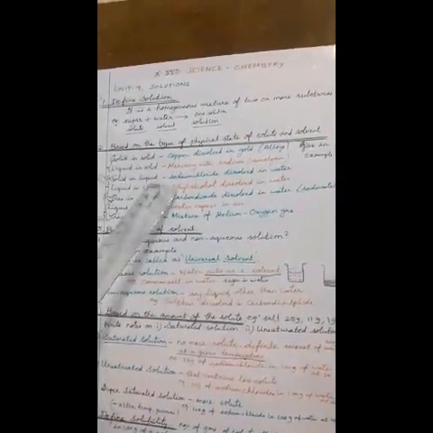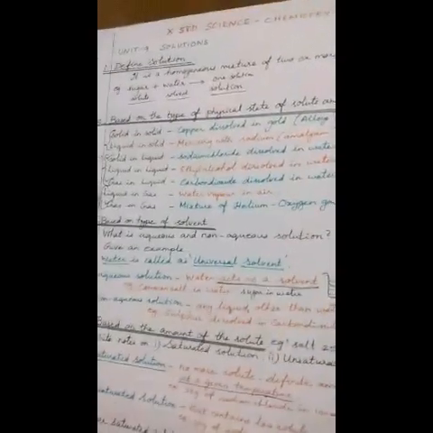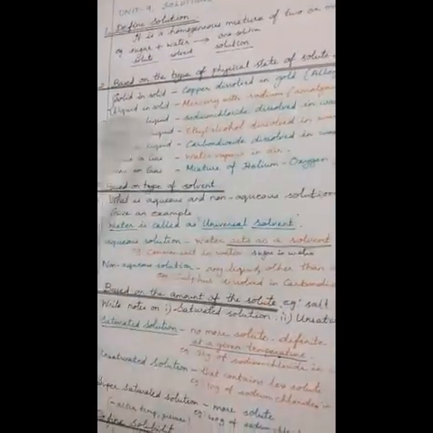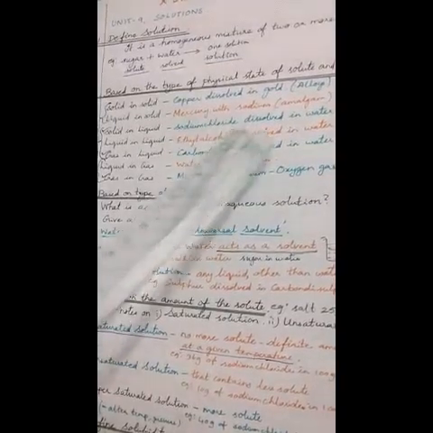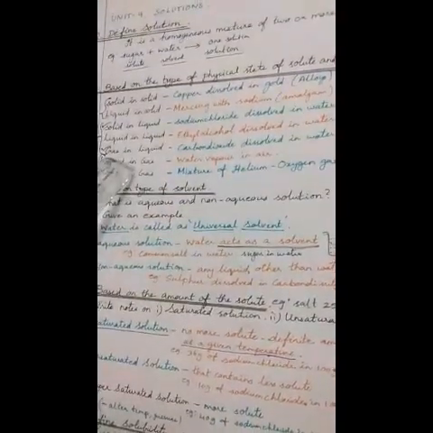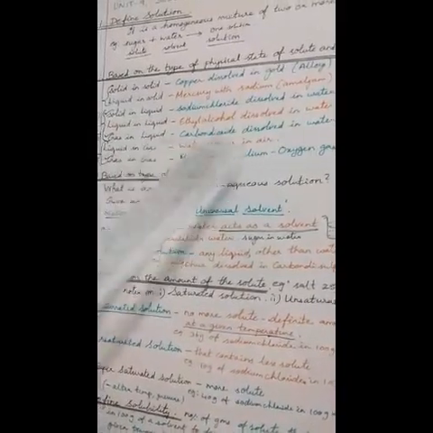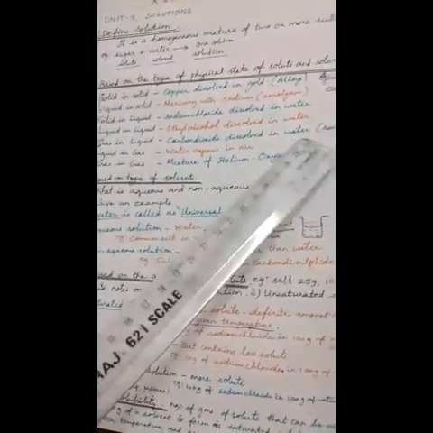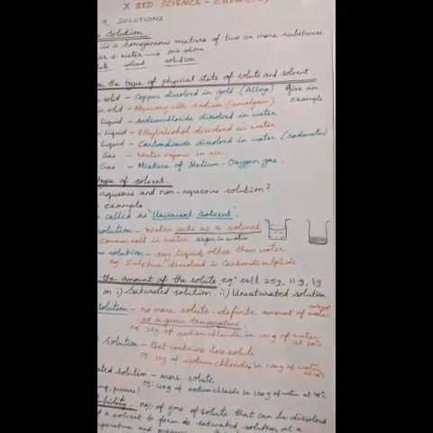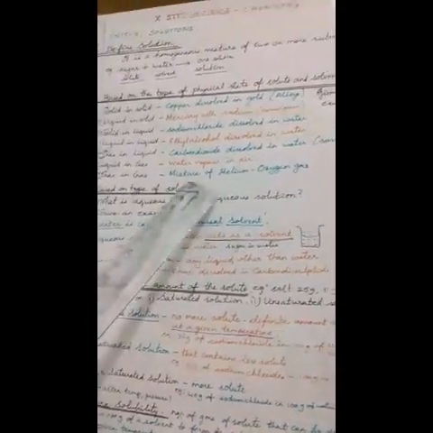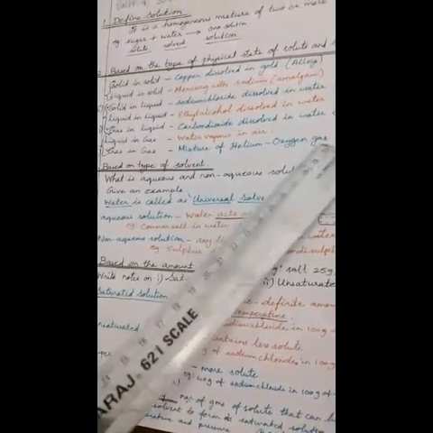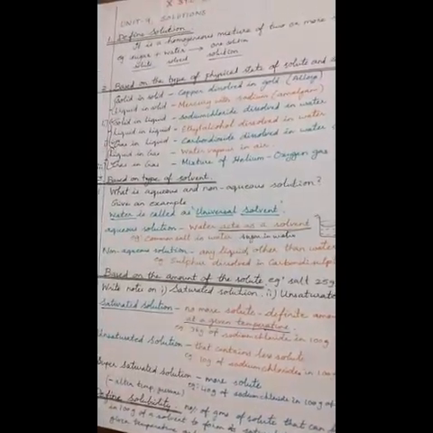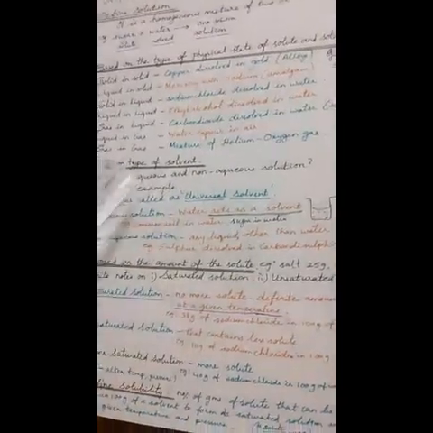Then second one, based on the type of physical state of solute and solvent. They are asking 1 mark question. Give an example for solid in liquid. This is only physical state: solid, liquid and gas. So they are asking give an example for solid in liquid means sodium chloride dissolved in water. Then another question, gas and liquid. So gas, carbon dioxide dissolved in water, that is soda water. Then another question, gas and gas they are asking. You have to write mixture of helium and oxygen gas. So surely there will be 1 mark question based on the type of physical state of solute and solvent.